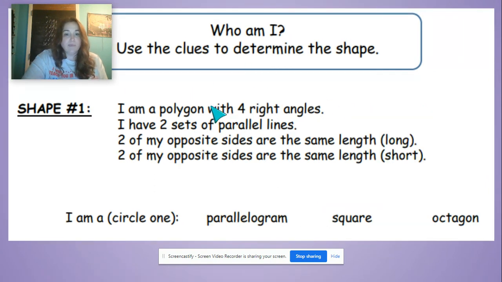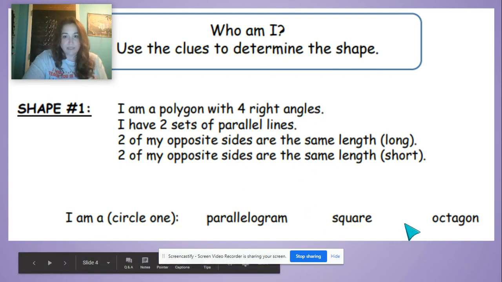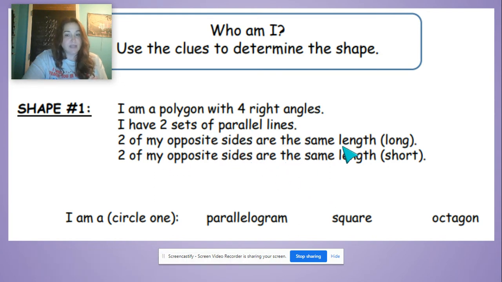Okay, I'm a polygon with 4 right angles. Again, could I look down at my answer choices and get rid of one? I bet you could. I have 2 sets of parallel lines. 2 of my opposite sides are the same length long. 2 of my opposite sides are the same length short. Okay, pay close attention to that.